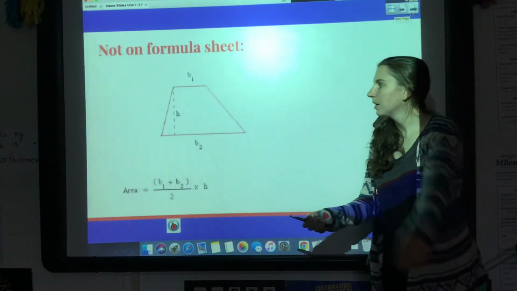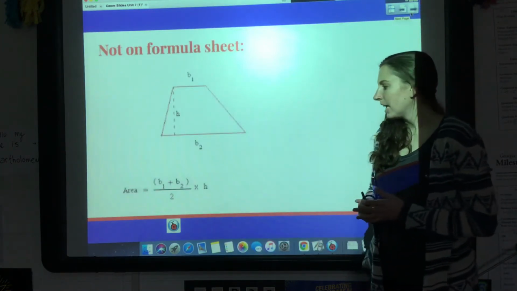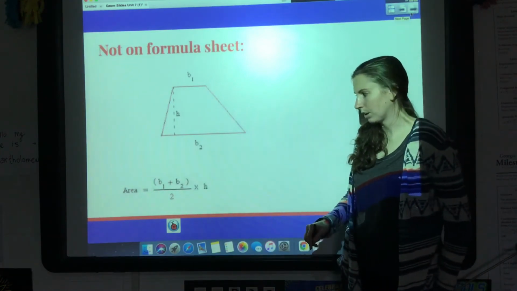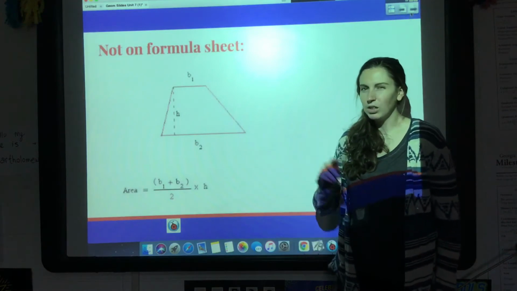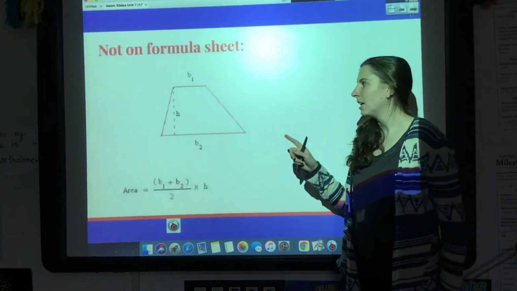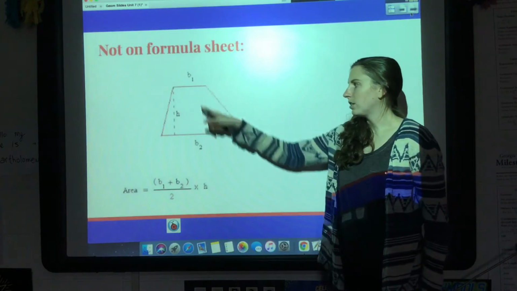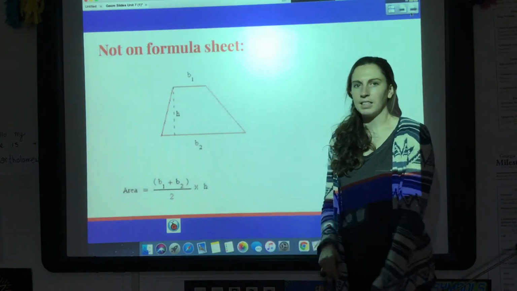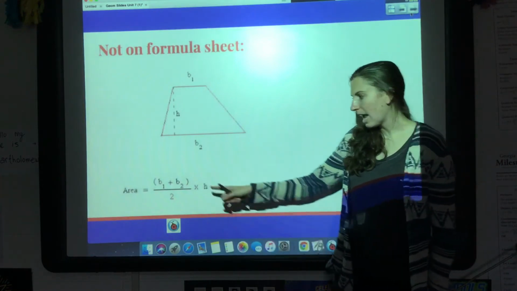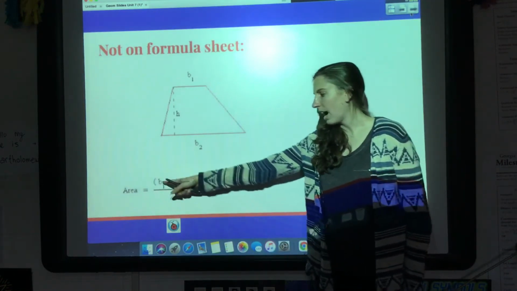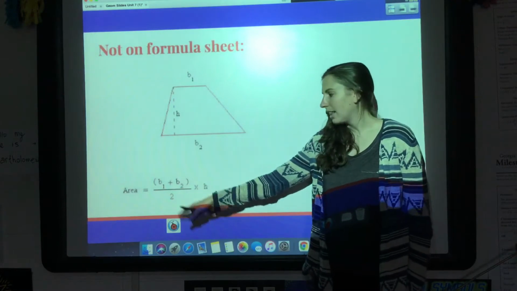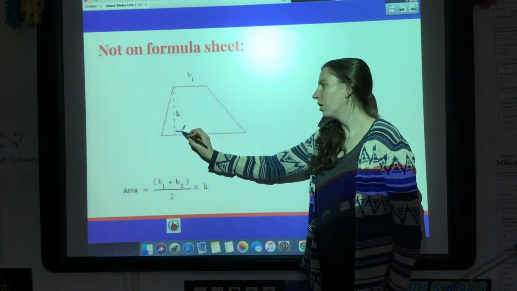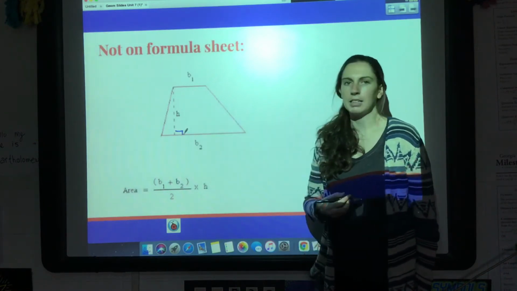And then for a trapezoid, it looks kind of complicated, but it's actually pretty straightforward. A trapezoid is still kind of just the base times the height. The problem is, which base do you use? There's a smaller base and there's a bigger base. And so what you do is you just average the two bases. You add them up and divide by 2, and then you do that times the height. And again, the height has to go straight down, perpendicular to the base.